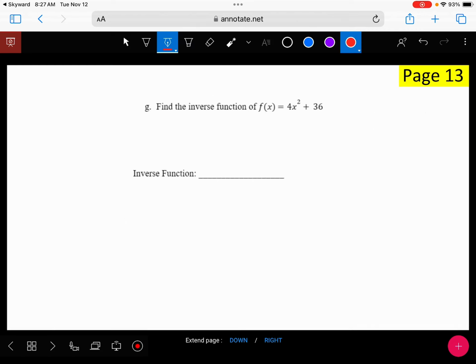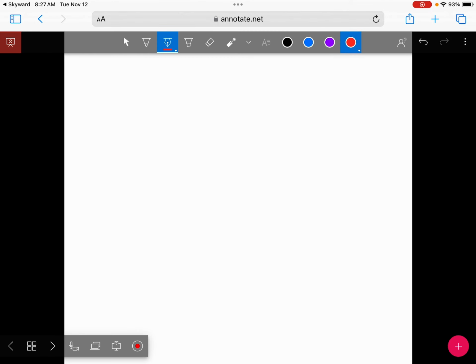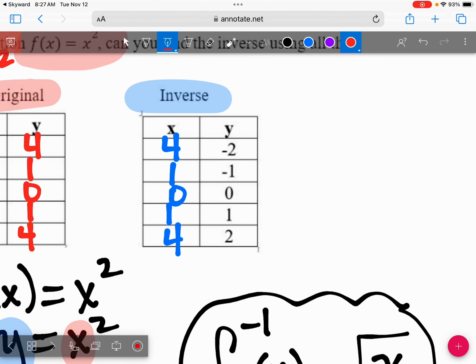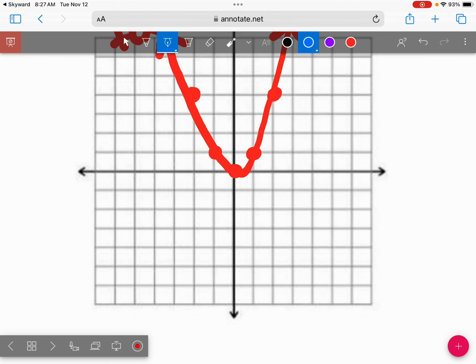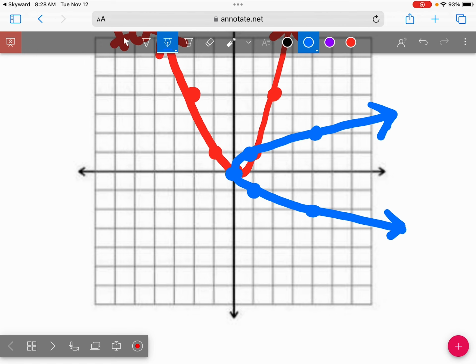So now let's graph the inverse. So I'm going to graph this table, and I'm going to graph mine in blue. So 4, -2, 1, -1, 0, 0, 1, 1, and 4, 2. So let's go ahead and graph that. So x equals 4. 1, 2, 3, 4. It should look like a sideways smile now. It should look like this. That's what the inverse should look like.